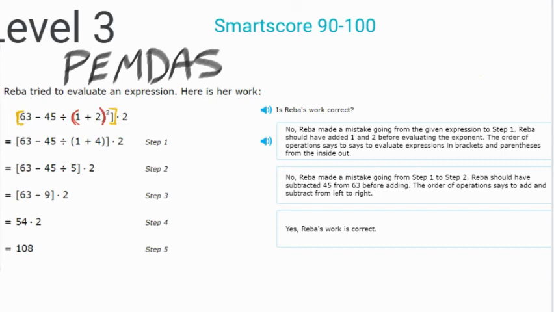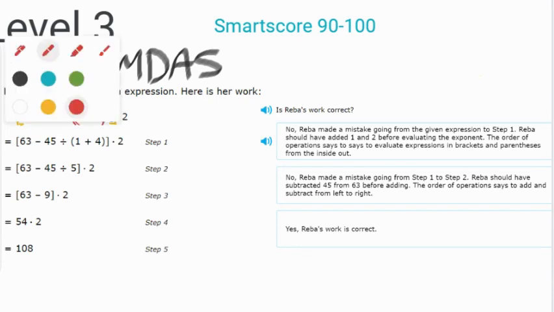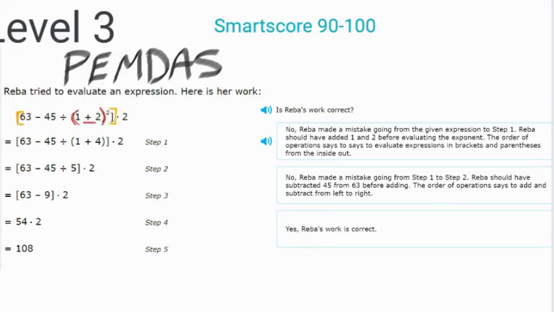Okay. And between those two, think about which set should we do first? The stuff inside the yellow or the stuff inside the red? And hopefully you thought the stuff inside the red, right? We always do the innermost first when we come with grouping symbols, and then we kind of work our way to the outer stuff. So the innermost is just 1 plus 2, which is 3.